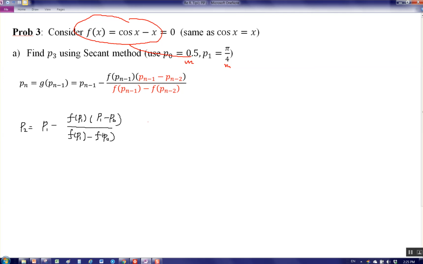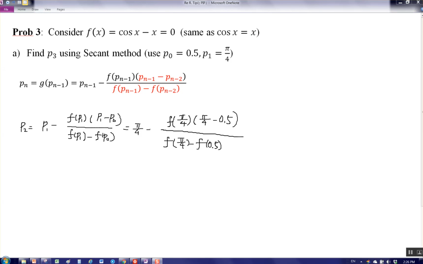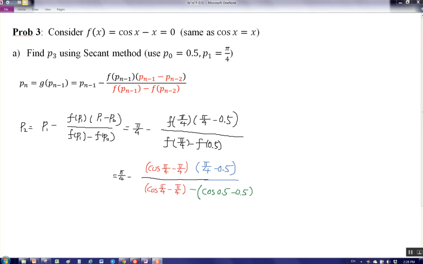So plug those values in. I'm going to pause my video now and write this, plugging in the numbers. Okay, so I plug in my P1 into the formula here, and then I plug in P0 into the formula, right? And now I still need to evaluate these, where my f is this. So I'll continue to plug pi over 4 and 0.5 into my f of x. f of pi over 4 is equal to, using this function, this piece that I have, and f of 0.5 is equal to that. After some substitution and algebra, the result is approximately equal to this.